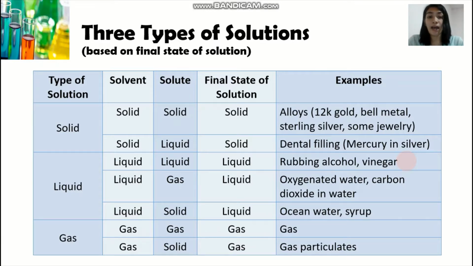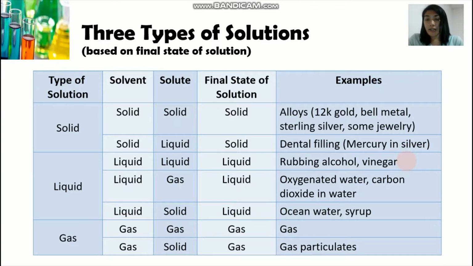Now, for liquid and gas, examples of these are oxygenated water or carbon dioxide in water, like what is in soft drinks. Next, we have liquid and solid. Examples of these are ocean water and syrup.